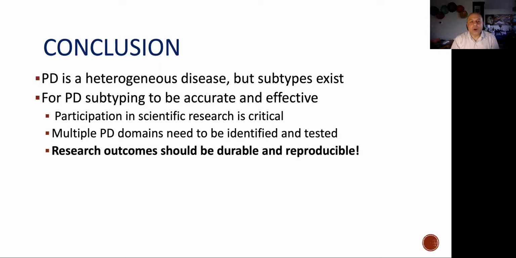So that's really important. Multiple Parkinson's disease subtypes need to be identified and tested, not just tremor, not just no tremor. The blood sampling needs to be done. Cerebral spinal fluid sampling needs to be done. Neuroimaging needs to be done exactly as PPMI. And then research outcomes should be durable and reproducible.